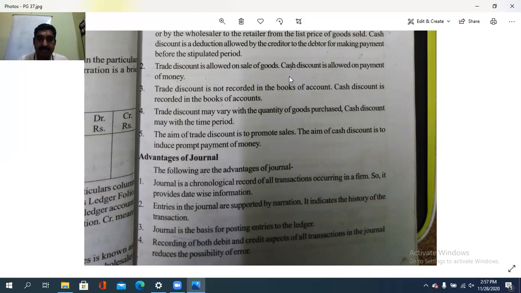Then entries in the journal are supported by the narration, which indicates the history of the transaction also. What is the transaction done, or what transaction is going on there? We need to check that. That is why a brief history of the transaction, that is the narration, is to be written. Then journal is the basis for posting the entries to the ledger. That is another thing.